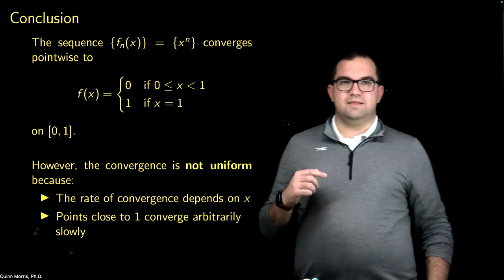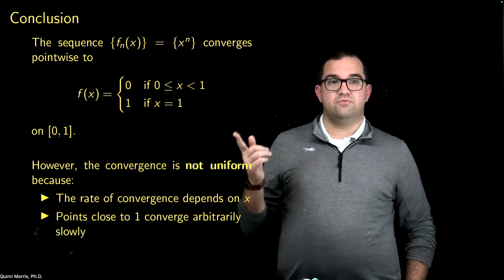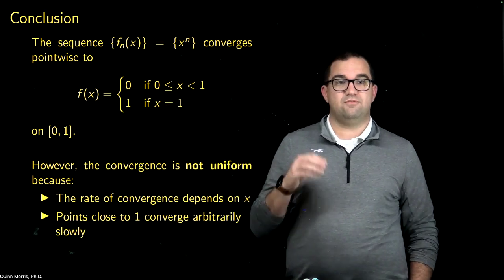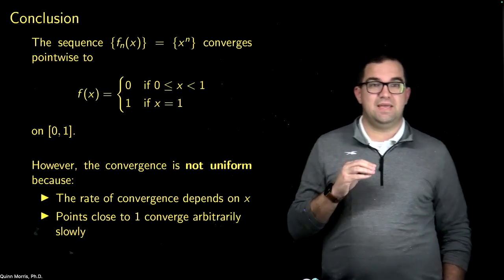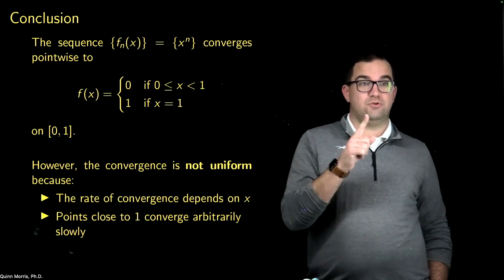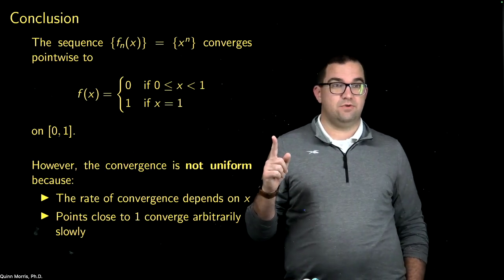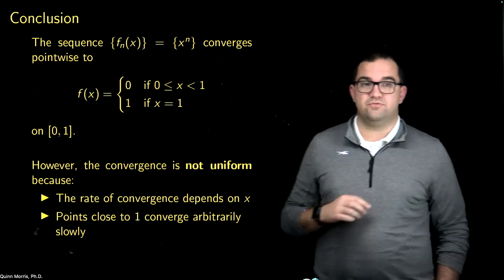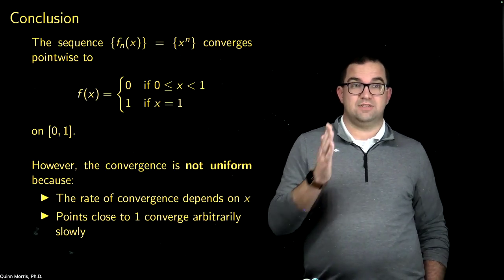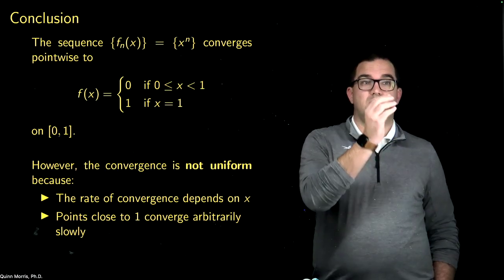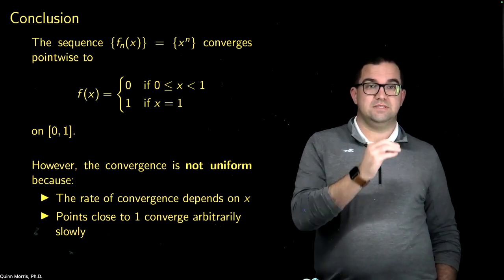So going back to this, we see that this does converge pointwise on [0, 1). However, the convergence is not uniform. The rate of convergence depends on what x value you're at. X values very close to 0 converge very quickly. X values very close to 1 converge as slowly as you would like. As you get closer and closer to 1, the convergence gets slower and slower and slower.